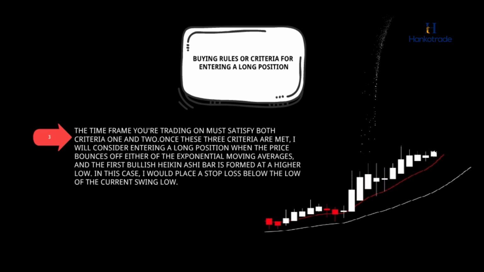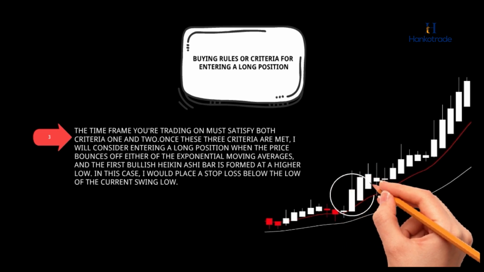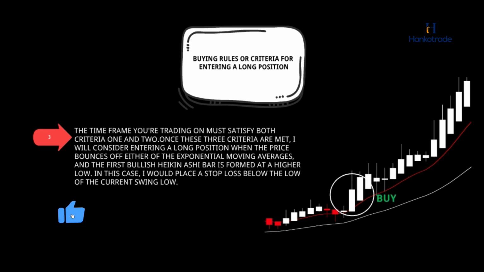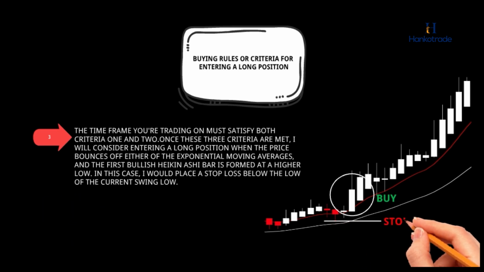Once these 3 criteria are met, I will consider entering a long position when the price bounces off either of the exponential moving averages, and the first bullish Heiken Ashi bar is formed at a higher low. In this case, I would place a stop loss below the low of the current swing low.